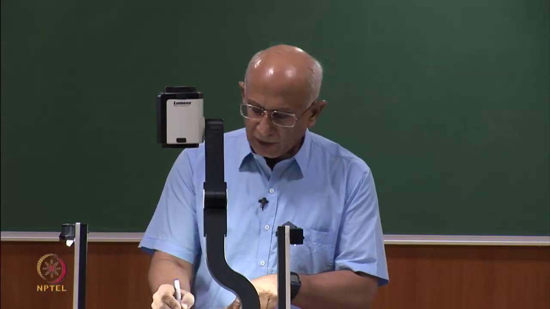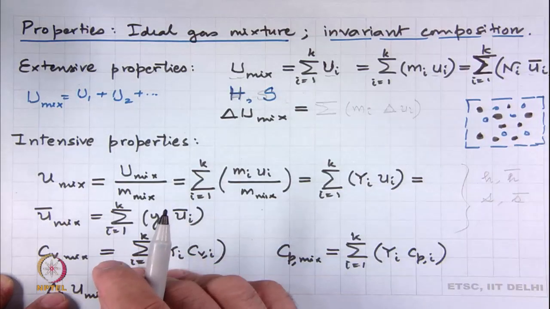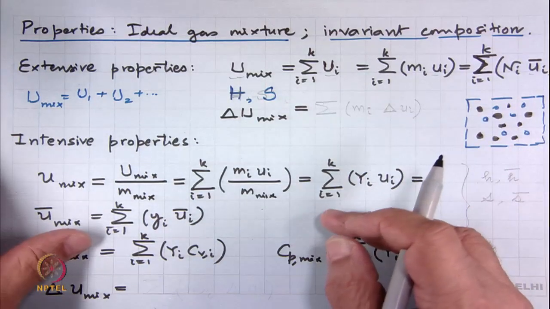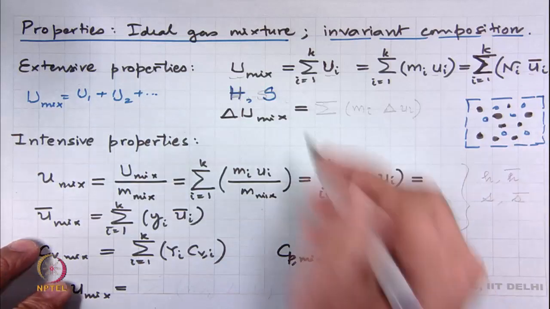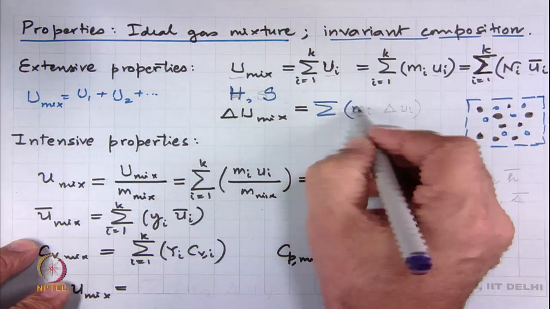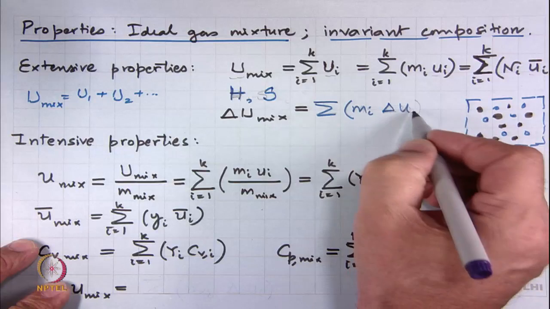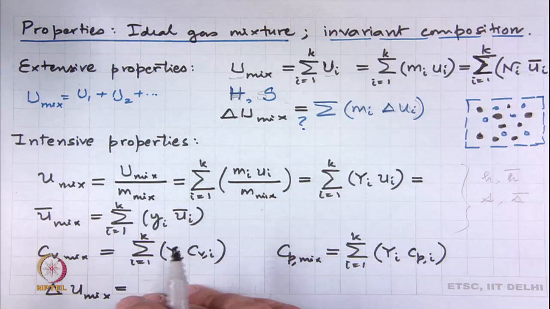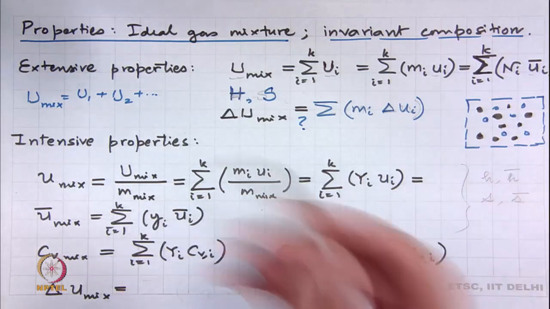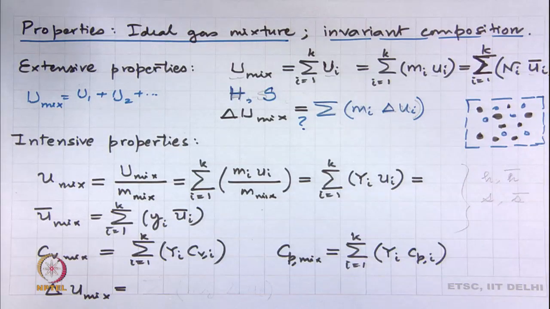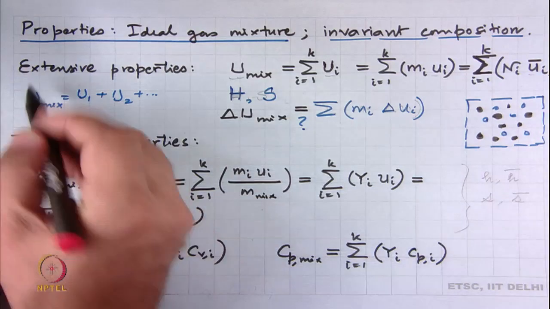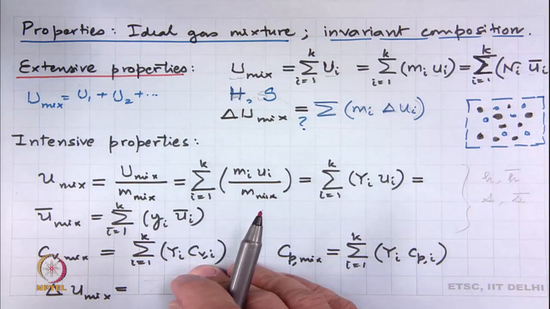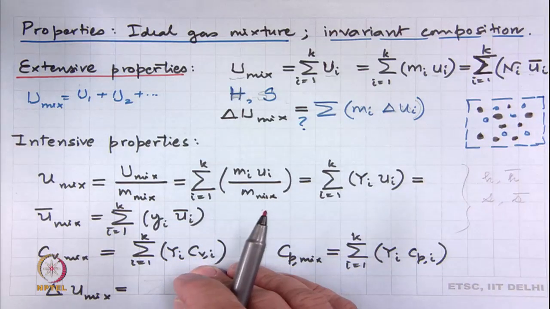We can also then ask what is the change in the internal energy of the mixture, and we will write a little more detailed things a little later on. One could say that this is Mi into delta Ui, but there is a question mark on this for a reason we will come to in a few minutes. Okay, so we got one part of the property things done, which is the extensive properties, U, H, S being taken care of.